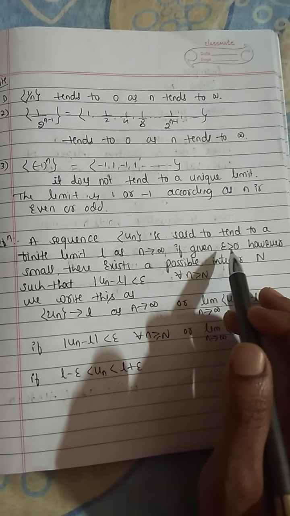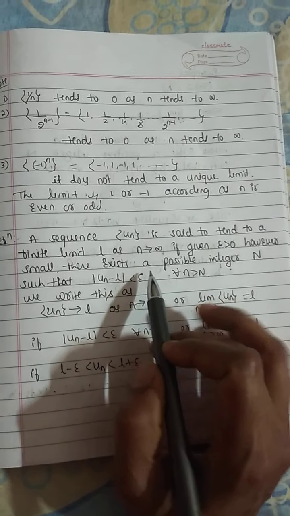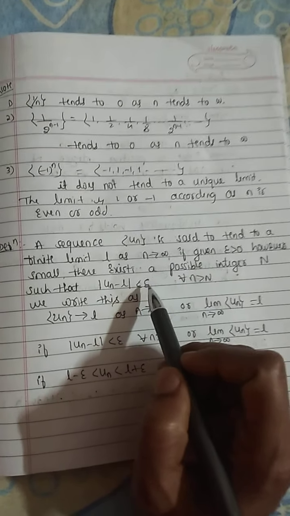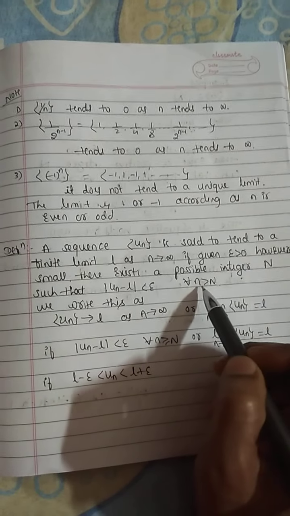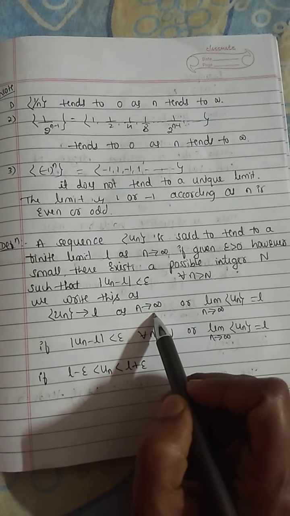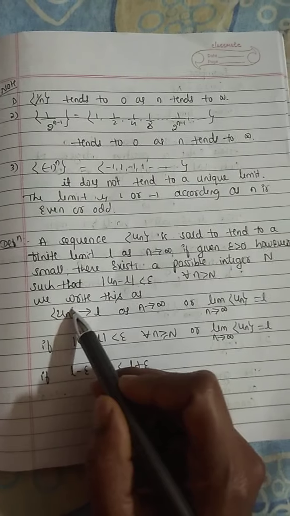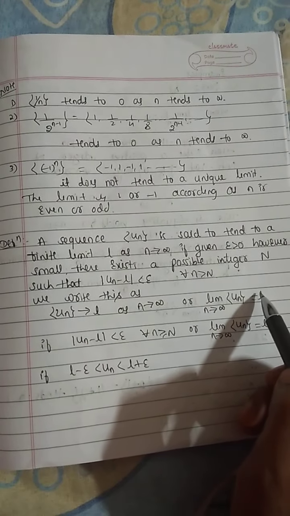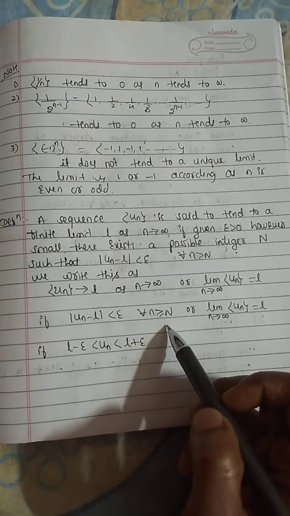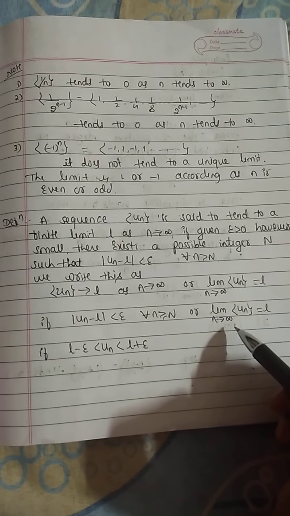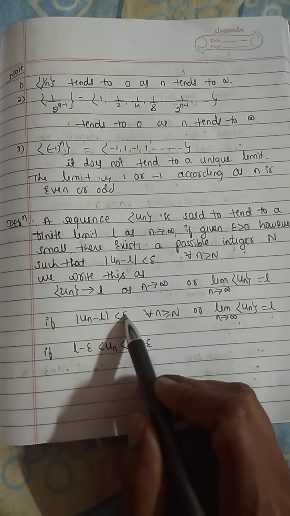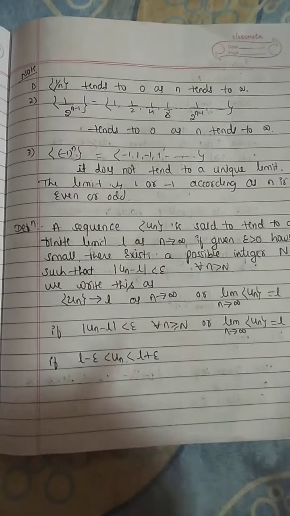Here epsilon is a very small positive number, such that the modulus of the difference of un and L is less than that smallest positive number for all n greater than N. This can be written as: sequence un tends to L as n tends to infinity, or the limit of this sequence as n tends to infinity is equal to L. That is, if |un - L| < epsilon for all n greater than or equal to N, then limit of un as n tends to infinity equals L. Here un lies between L - epsilon and L + epsilon.